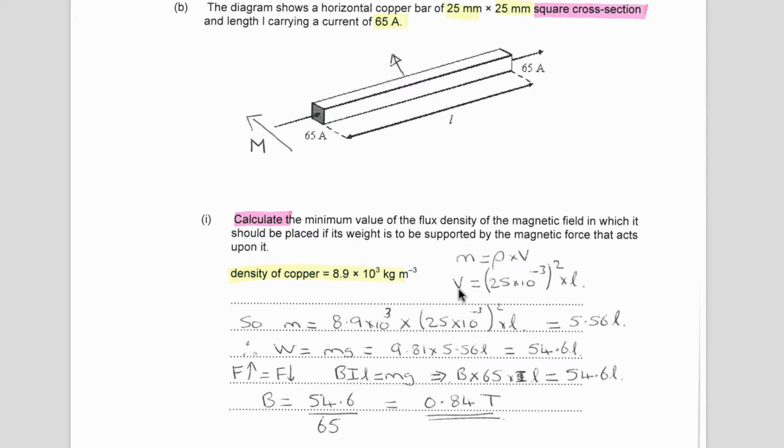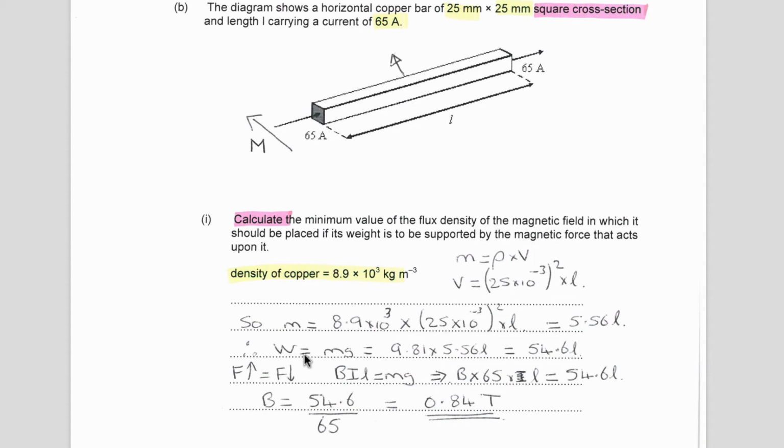To work out the volume, because this end is a square, I've got 25 millimeters multiplied by 25 millimeters. In meters, that's 25 times 10 to the minus 3, squared, multiplied by the whole length of the bar, so multiplied by L. I don't know L, so I'll just keep L as it is and hope we can do something with that in a little bit. So the mass is the density multiplied by the volume: 8.9 times 10 to the 3 multiplied by this volume. If we do that on our calculator, we get 5.56 lots of L.